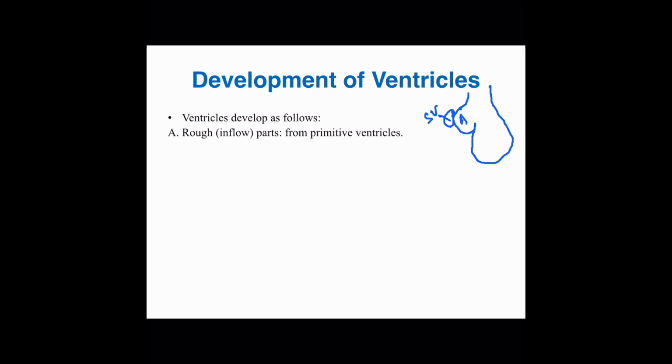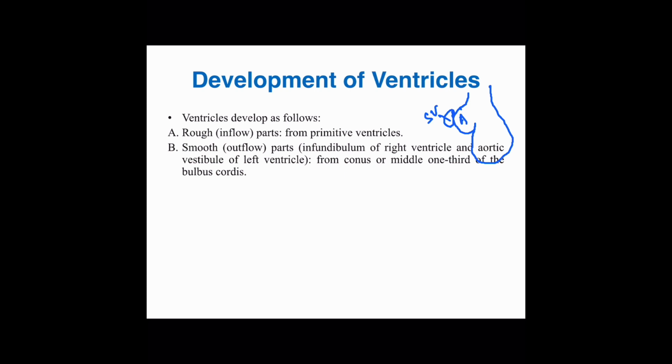Okay, so it is also having a rough part and a smooth part. The rough part is from the muscular septum, and the smooth part is the absorbed part of the bulbous cordis. So understand the bulbous cordis, it is having three different parts. The lower part will be absorbed with the ventricle, the middle part is conus, and the upper part is truncus arteriosus.